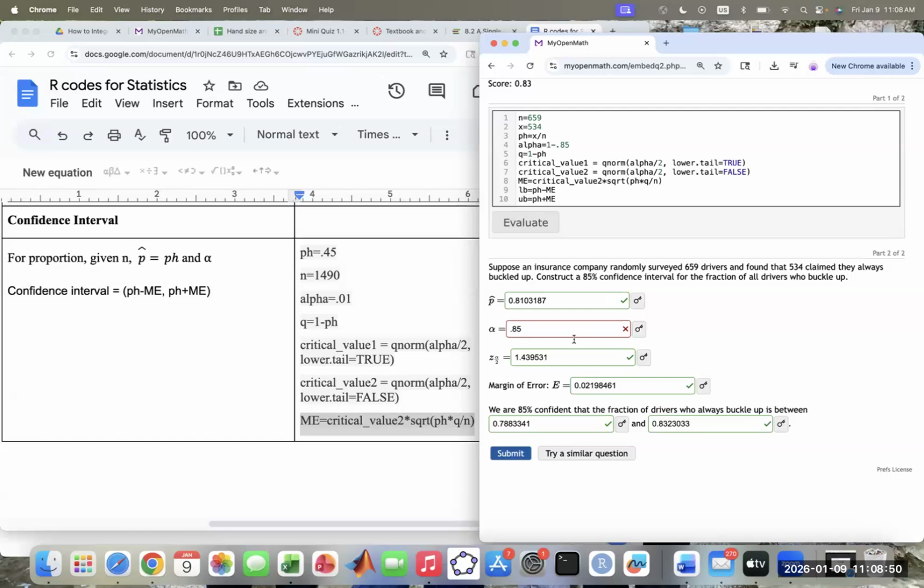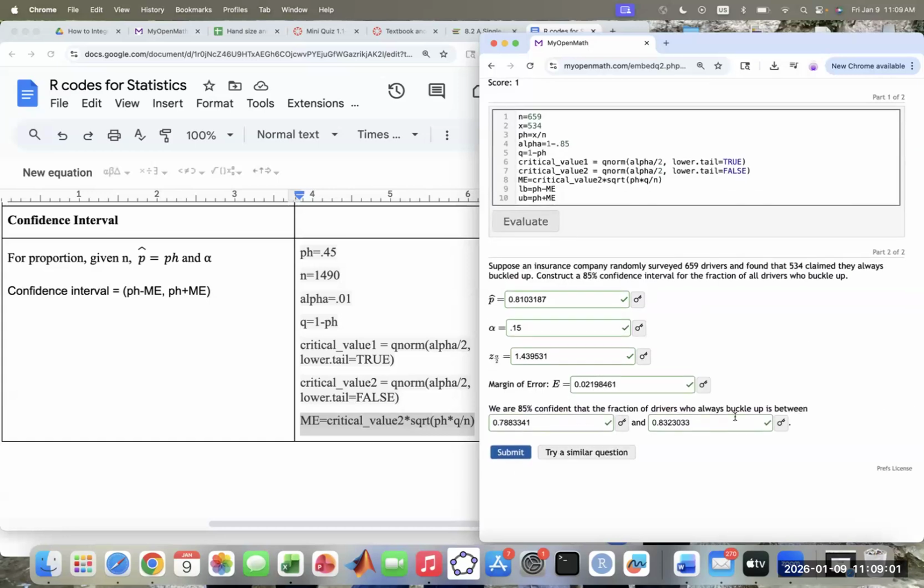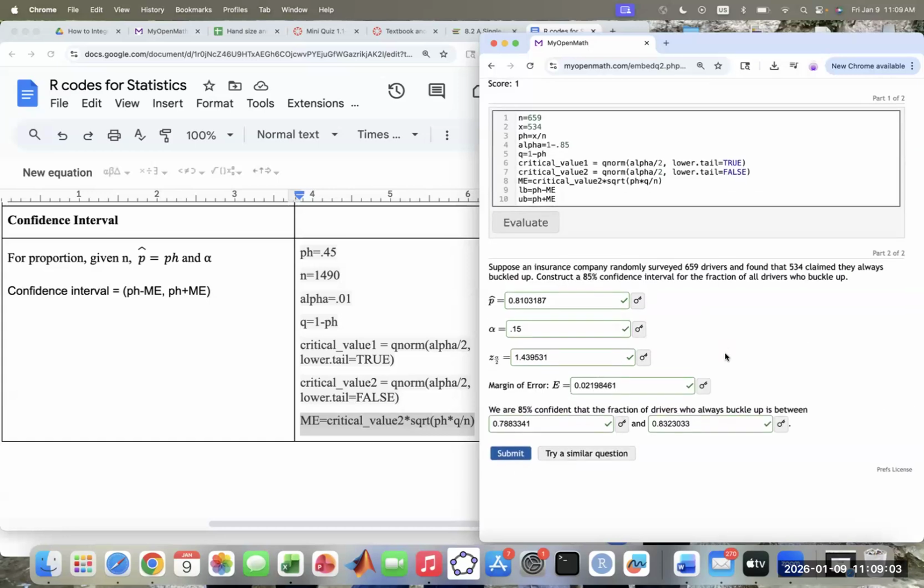Oops, the alpha over here, I did something wrong. It should be 0.15 instead, since that's the one I subtract. Submit it again, and I have all correct right here. I hope it helped, and go down to the link below to get the question and practice again.